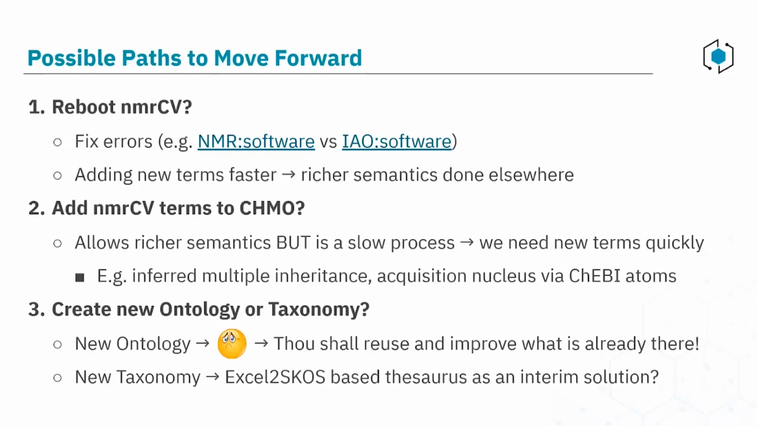And also, speaking about the acquisition nucleus, I think it might be possible to just reuse ChEBI atoms and then do what Nora just said, on a more formalized basis. And then having heard what NFDI4Chem is doing with the Excel to SKOS approach, there would also be the possibility to maybe use that, and definitely not to do a new ontology, because thou shalt not reinvent the wheel, but reuse and improve what's already there, right?